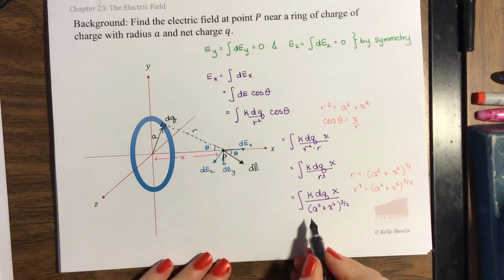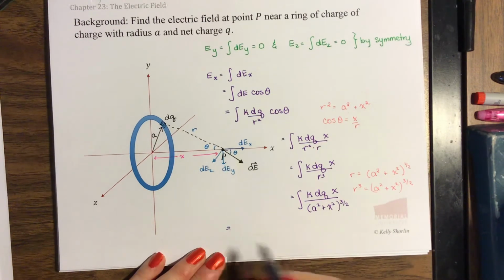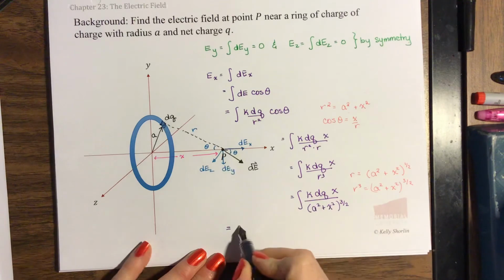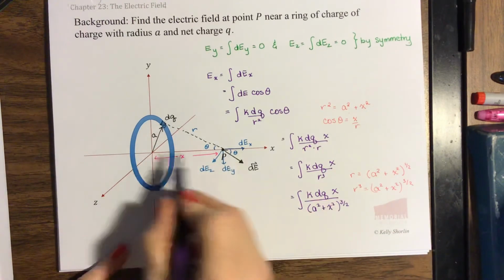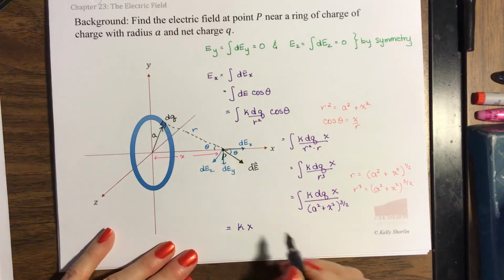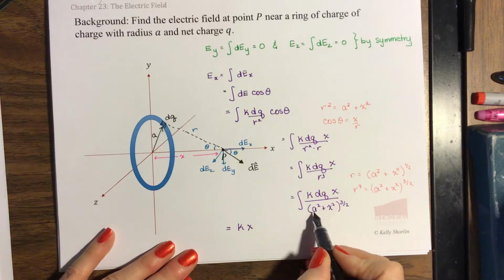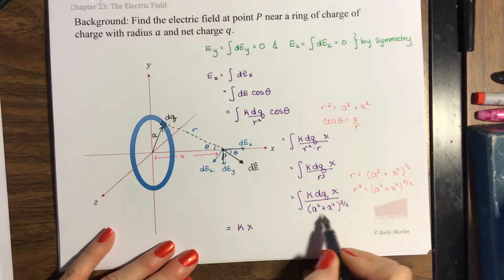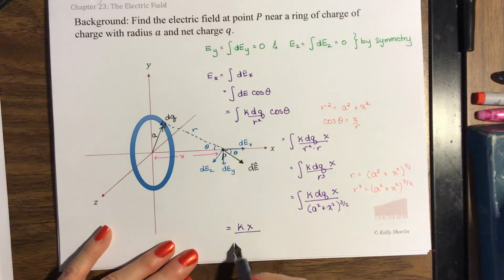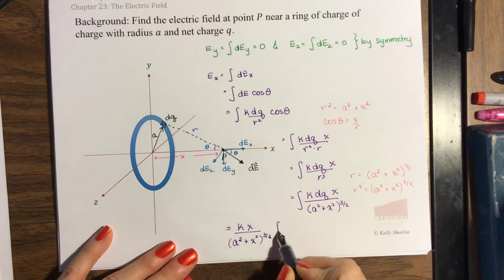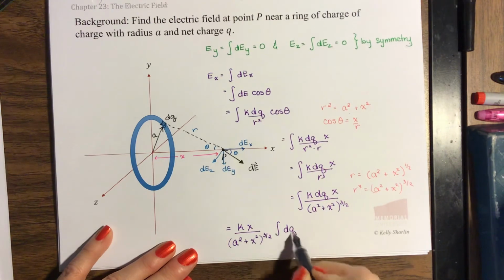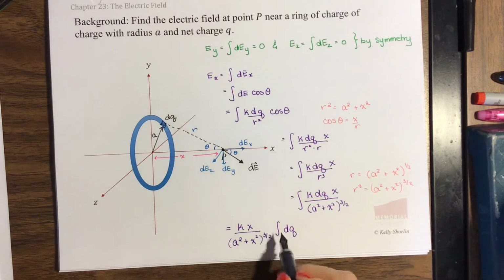Okay, the next step in our integral is to take the constants out front. k is a constant, our Coulomb's constant. x is the distance between the center of the ring and the point P. That's a constant. a is the radius of the ring. That's a constant, so this whole denominator can come out front. So we have this constant times the integral of dq.